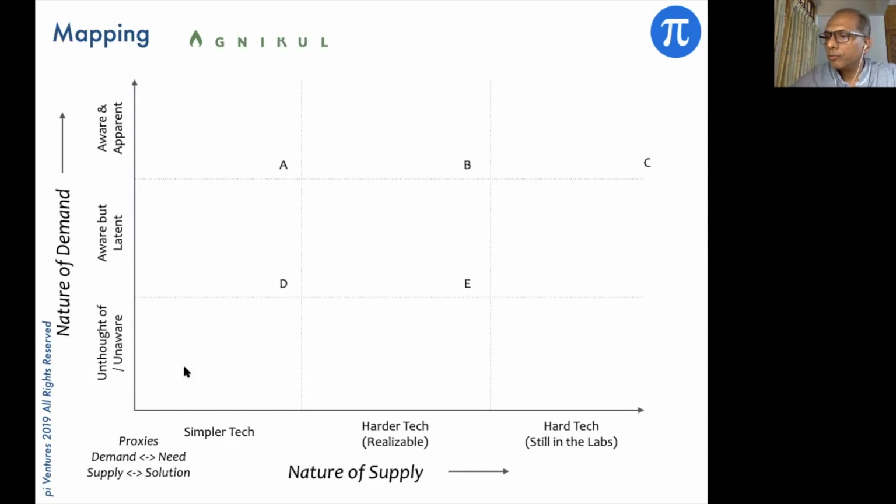So I think one thing is clear, that it is not a simple tech. So we are all aligned with that. I think I see a difference between whether it is hard or harder and whether it is latent or apparent. So let me pick two people here. Arun, why don't you talk about your BC analysis?